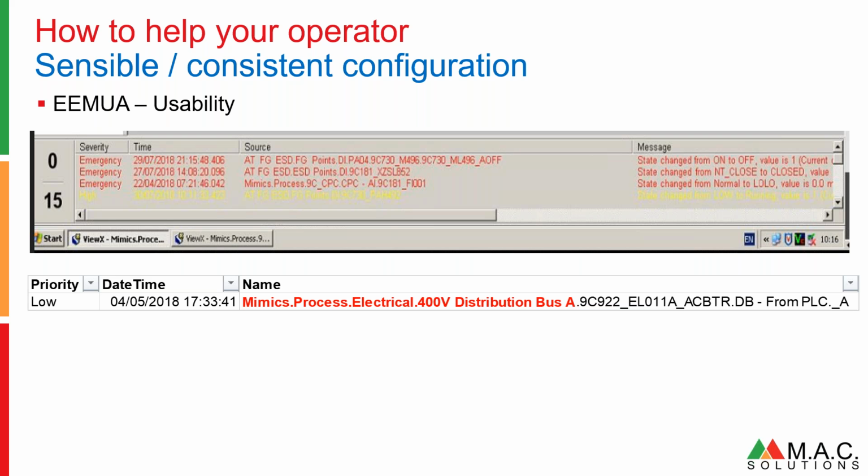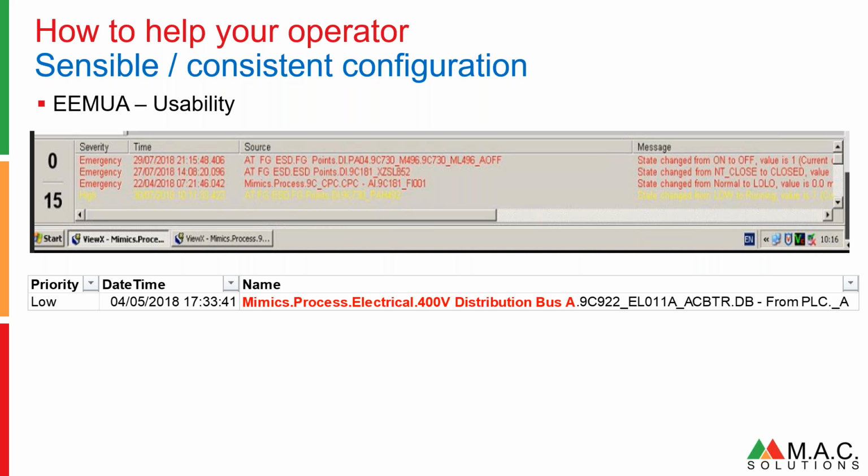He's got this huge piece of information that he has to scroll back and forwards across the screen. What he really wanted to know was the bit on the right. But even the bit on the right, to the end, it says .db from PLC underscore A. Does the operator need to know this alarm lives in PLC A or PLC B or console 3? No, he needs to know the actual tag name.